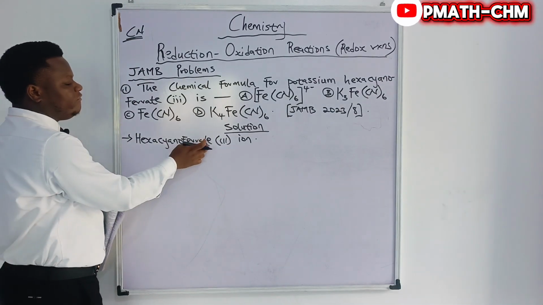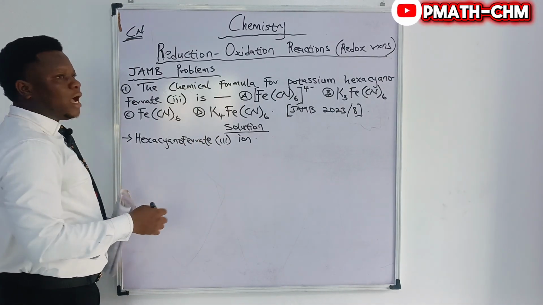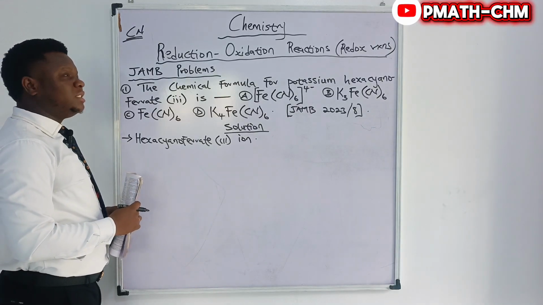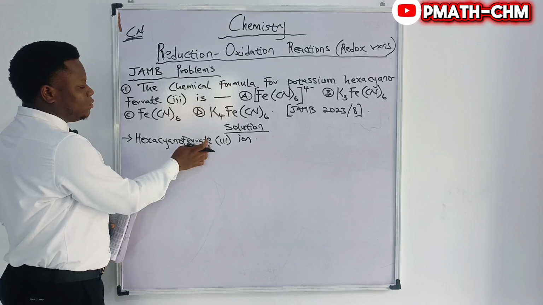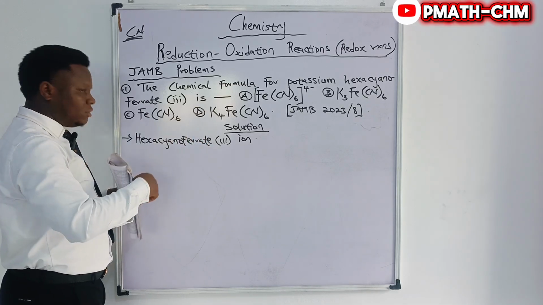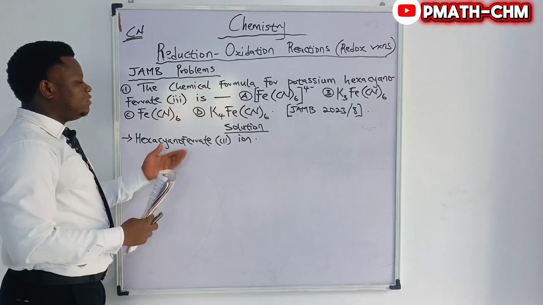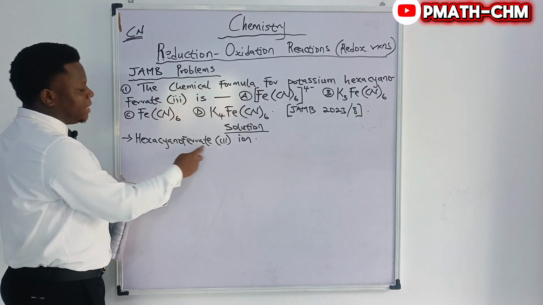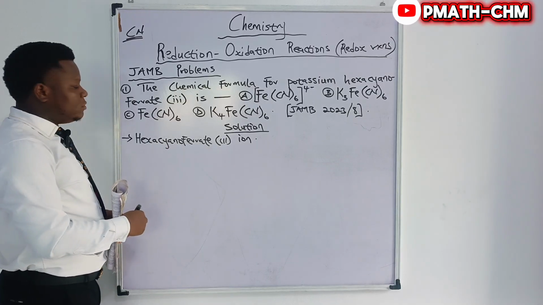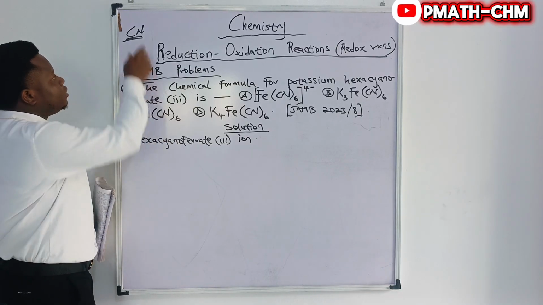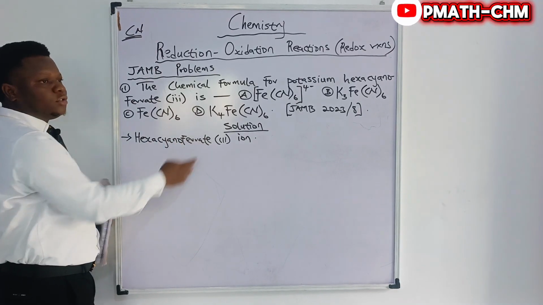When you hear the word ferrite, ferrite is iron. It's one of the names for iron. Ferrum is actually the Latin name of iron, but we call it ferrite in this case. So whenever you hear ferrite, it refers to iron. Bringing all this together, it means we have 6 cyano groups, together with iron.